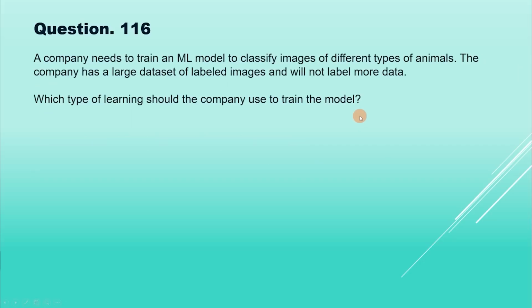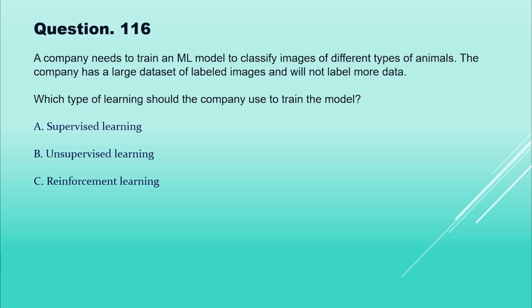Now question number 116. A company needs to train an ML model to classify images of different types of animals. The company has a large data set of labeled images and will not label more data. Which type of learning should the company use to train the model? Here are the options. Option A, supervised learning. Option B, unsupervised learning. Option C, reinforcement learning. Option D, active learning.